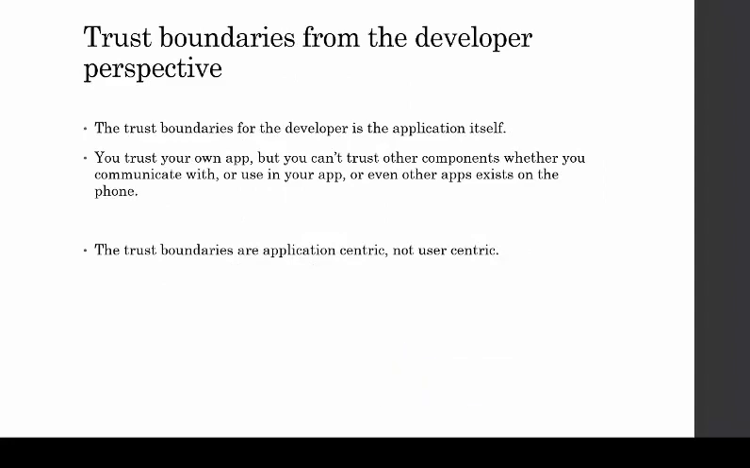The trust boundaries from the developer perspective. The trust boundary for the developer is the application itself. You trust your own app, but you can't trust other components, whether you communicate with or use in your app, or even other apps that exist on the phone. The trust boundaries are application-centric, not user-centric, which means you don't trust the user of your app. The following section will make things clearer.